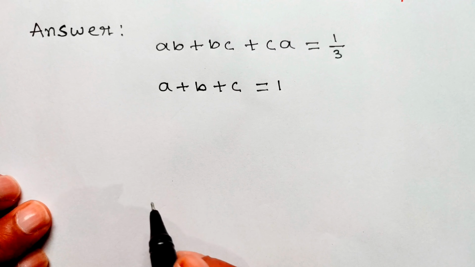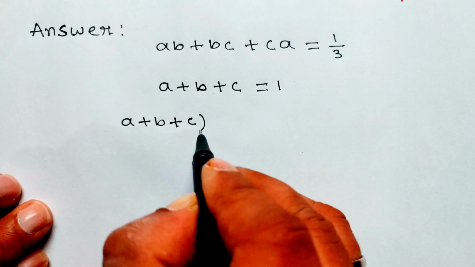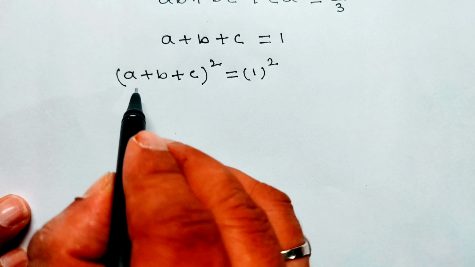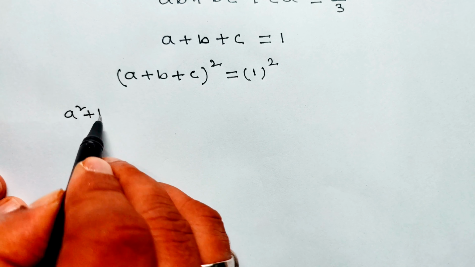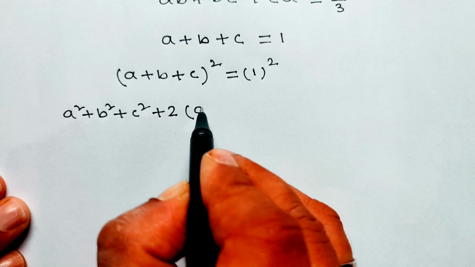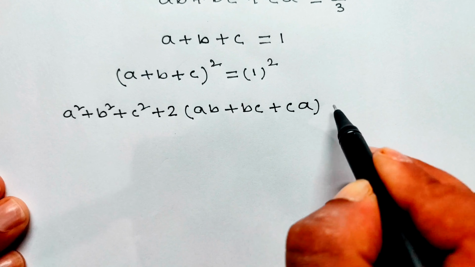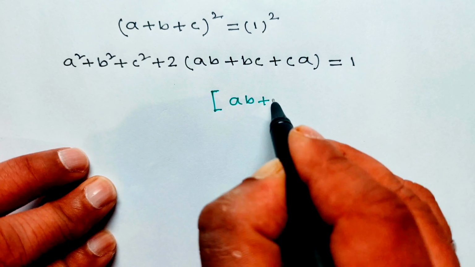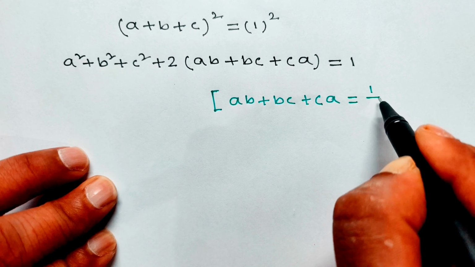Squaring on both sides, we get (a + b + c)² = 1². (a + b + c)² = a² + b² + c² + 2(ab + bc + ca) = 1² = 1. And ab + bc + ca = 1/3.